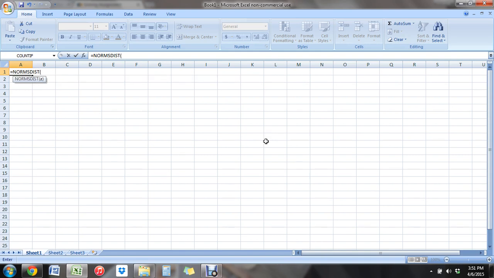So the NORMSDIST gives you the area to the left of a z-value, so the area to the left in a standard normal distribution where you're giving it a z-value, so the data has a mean of 0 and a standard deviation of 1. So let's start out with finding the area to the left of a certain value.